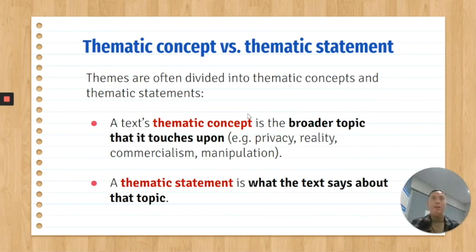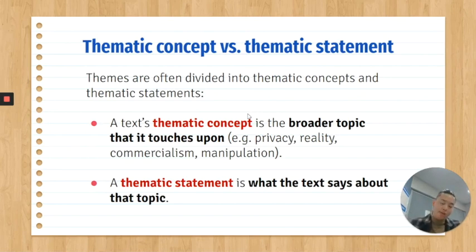Okay, so we're getting to the rear end of where we left off yesterday. We learned yesterday about thematic concepts and thematic statements. Now, we know themes can be divided into these two categories. A thematic concept is just a broader topic that a book, a film, or any kind of text touches upon. For example, the topics explored in The Truman Show include privacy, reality, commercialism, so this idea that we have become money hungry and greedy, and also manipulation.